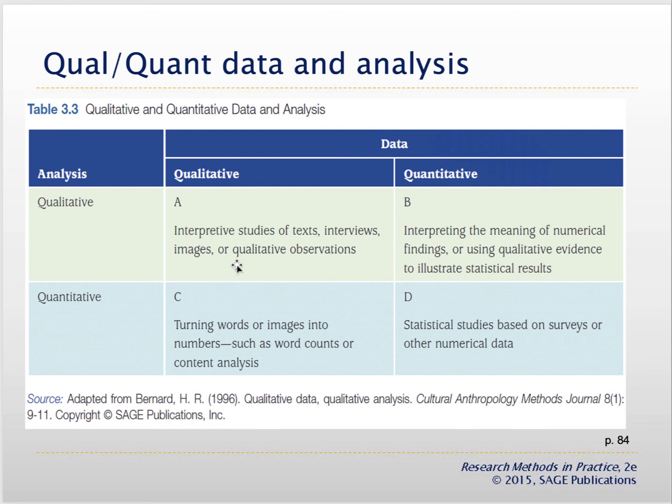Qualitative data are texts, words, images, qualitative observations. Quantitative are numbers and categories. So that's the data, but even within qualitative, you can analyze it in a qualitative way. That's box A, just interpreting it. But you can also analyze that qualitative data more quantitatively, turning them into numbers or categories.